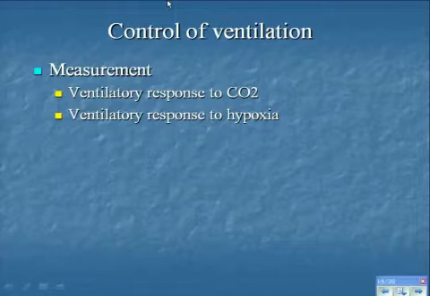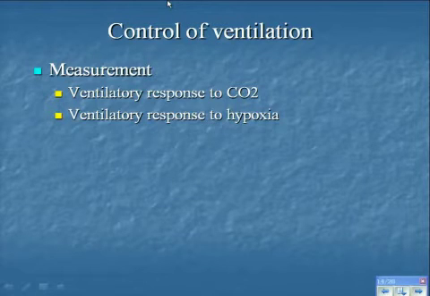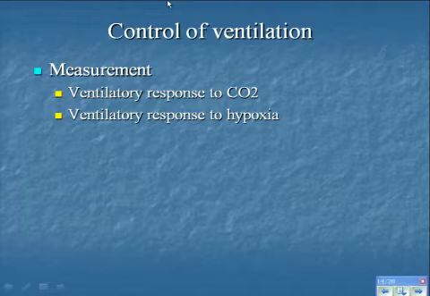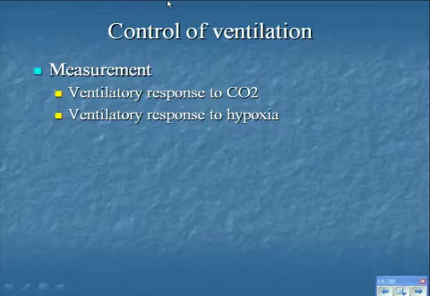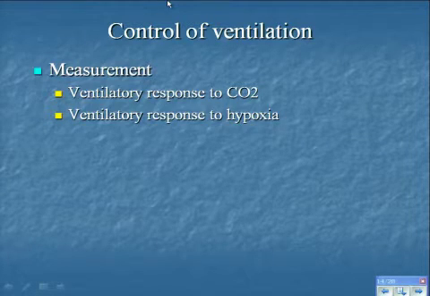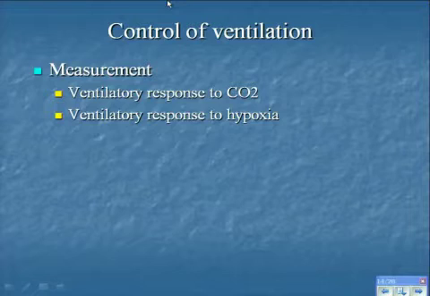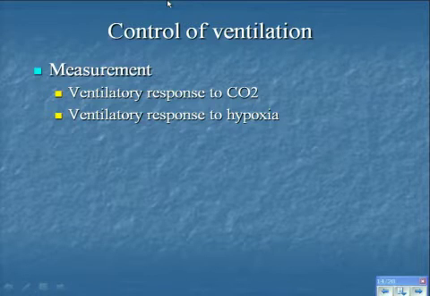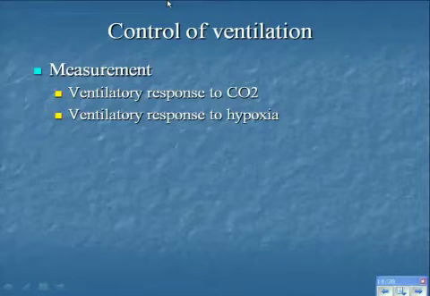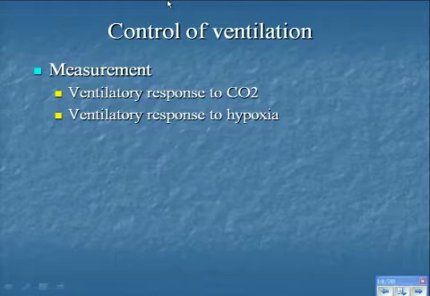Controlled ventilation, by far the most important ventilatory response method, is by CO2. Okay, and CO2 is indirect. CO2 is not a direct stimulant of respiratory response. Most people get that wrong. It's indirect. The reason it's indirect is because it goes into the CSF and then it changes the pH. And the pH is what you're responding to. Not so much the CO2, but it's a pH change.